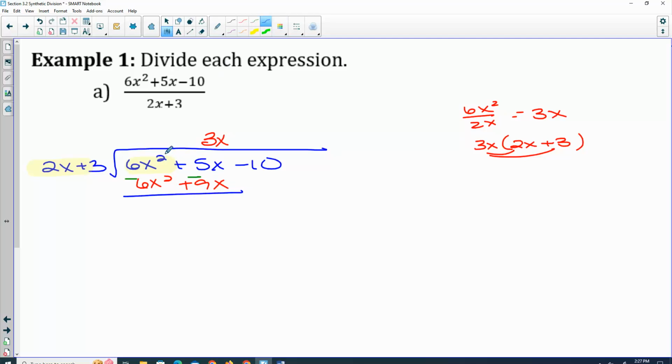So 6x squared minus 6x squared, that cancels. 5x minus 9x is negative 4x. And then what do I do? Bring down the negative 10. All right. So it's a series of steps. You divide, you multiply, you subtract. We're back to the beginning. We're back to the divide step. So, what is negative 4x minus 10 divided by 2x plus 3? Now really, in that, you just have to look at the first terms. What's negative 4x divided by 2x? Just negative 2, isn't it?